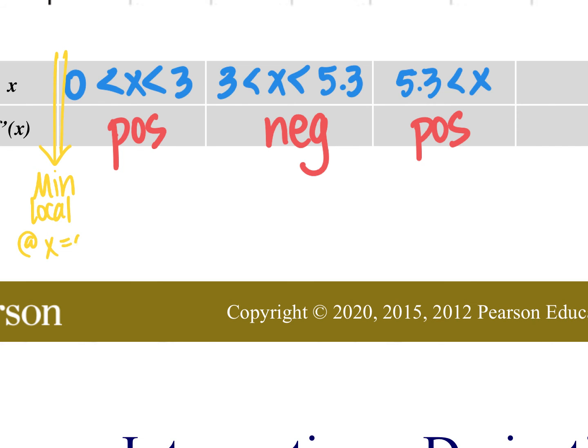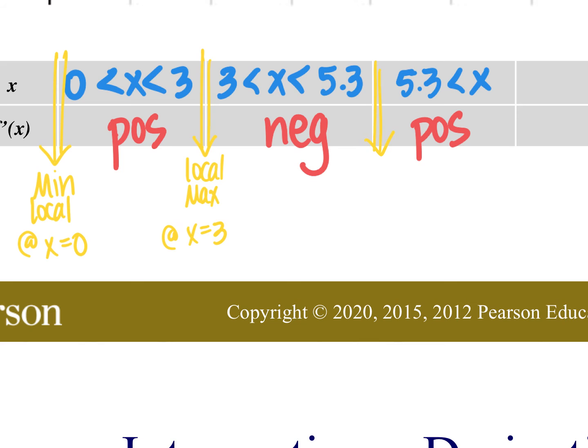At x is 0. Okay, then my next chart tells me I'm changing from positive to negative. Do you remember what that is? You can look back at the other page if you want. What is it when it changes from positive to negative? And think about it in your head. Positive means going up, negative means going down. What does that have to be? It has to be a local max at x is 3.